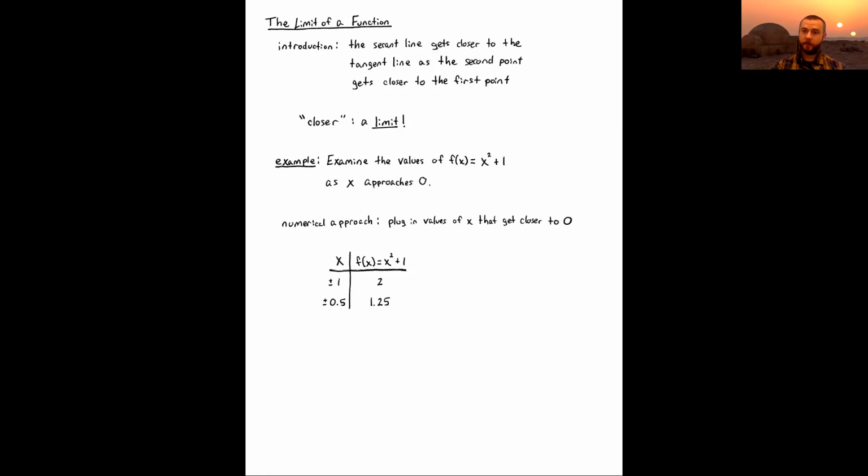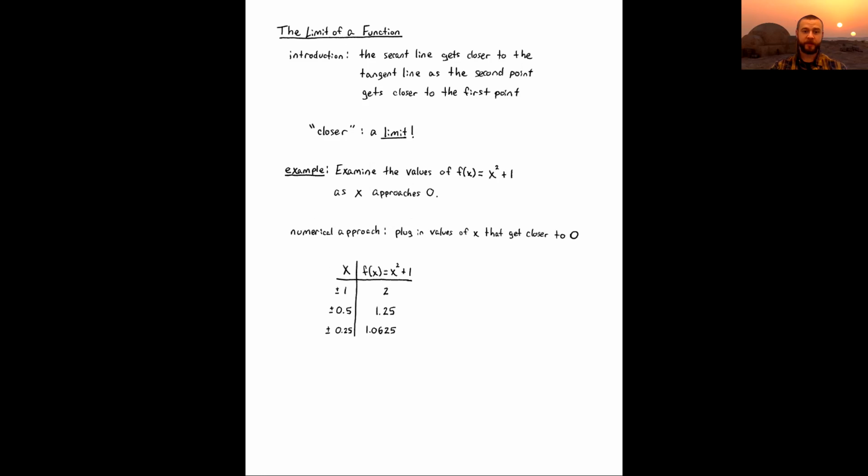All right. Well, still 0.5, a half, isn't that close to 0. We can get closer. Let's go with, let's say, 0.25. Look at this value, 1.0625. We still want to get closer to 0 with our value for x.